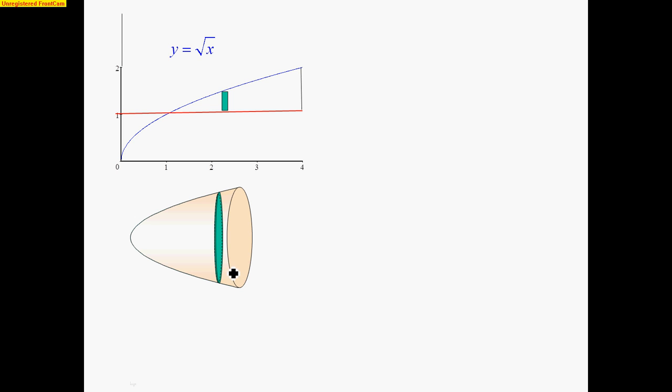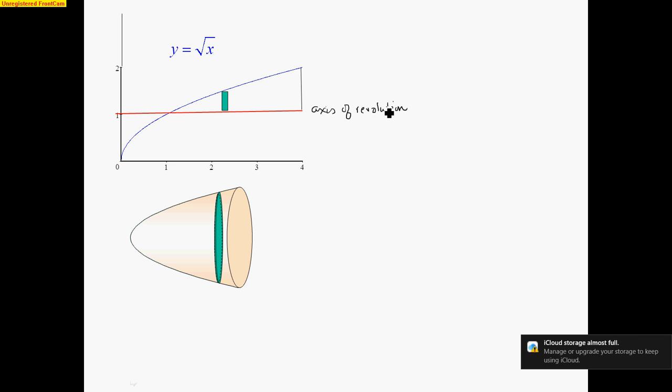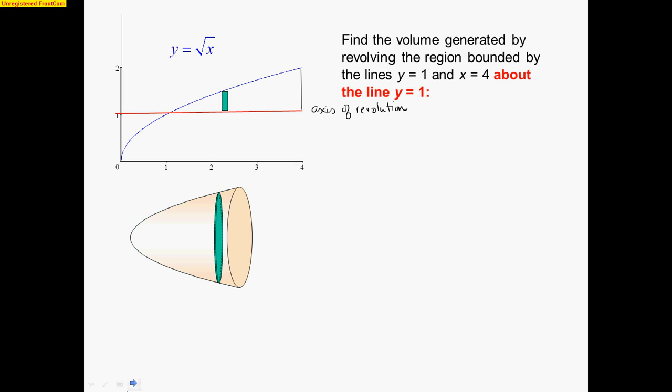So here is the same function, I've just changed the axis of revolution. Here's the axis of revolution this time. I want you to find the volume generated by revolving the region bounded by the lines y equals 1 and x equals 4 about the line y equals 1. This is how I know what my axis of revolution is. So they want me to revolve, so that's spin, which tells me I'm going to be dealing with a pi thing, because I'm going to have a circle. Bounded by. So this is how I'm going to create my shape.